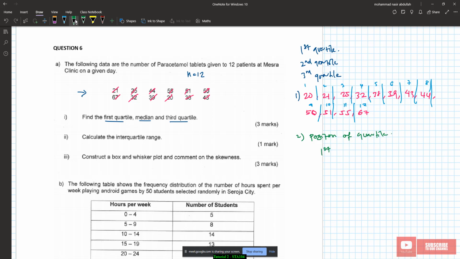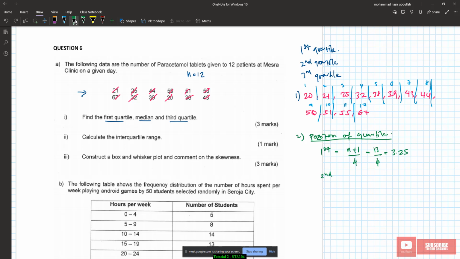Position for the first quartile is (n plus 1) divided by 4. Remember, for quartiles we divide data into 4 parts. So we have 12 data, 13 divided by 4. This one should be equal to how much? 13 divided by 4, 3.25. This is a position, not the value of the quartile yet.